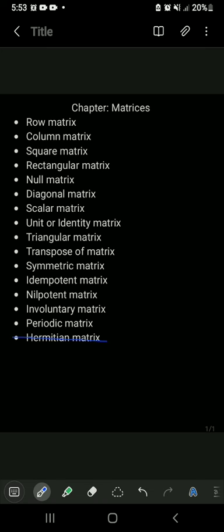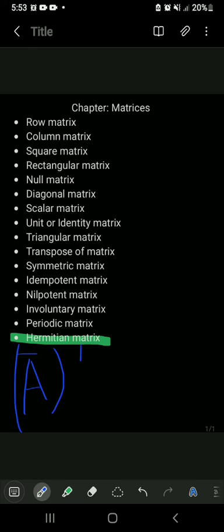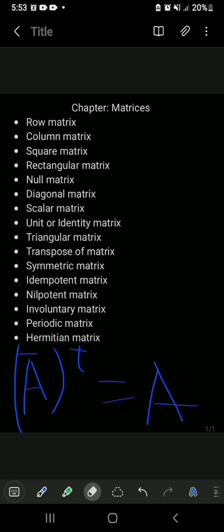The last one, Hermitian, is remaining. A Hermitian matrix is a matrix in which we take the conjugate of it and the transpose of it, and it becomes again A. A conjugate transpose is equal to A. This is called the Hermitian matrix. If we talk about skew Hermitian, the answer will be in the form of minus. This is called a skew Hermitian.